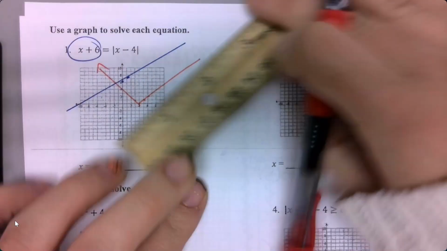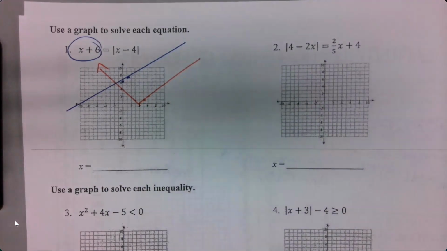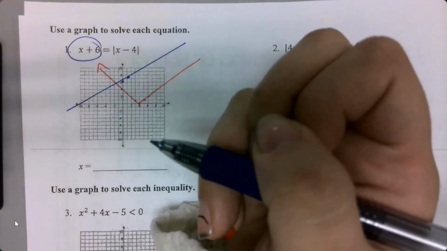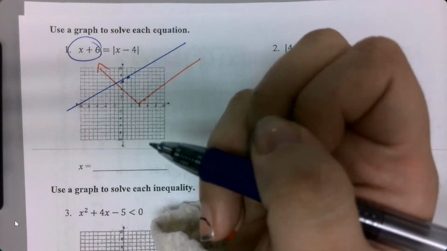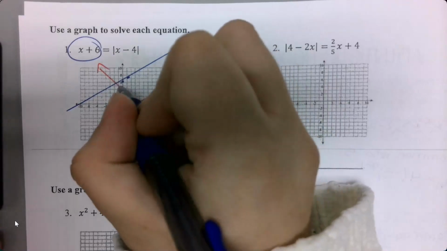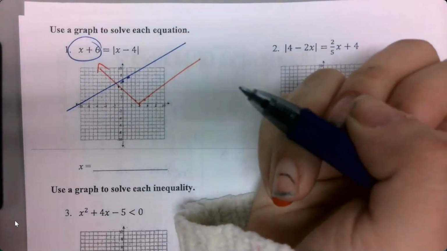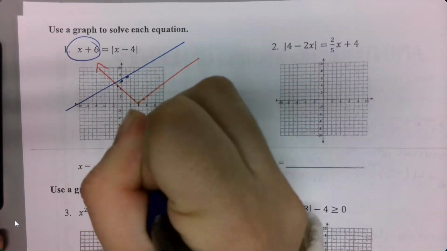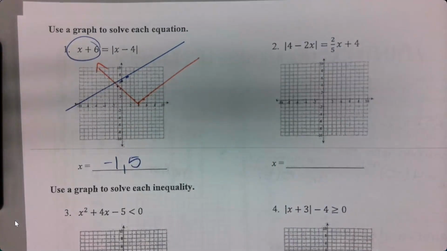Absolute values, remember, are V-shaped. So it's only going to cross once, which is right here. Which is a little bit off because of how I drew it. It should be negative 1. It's just my x value. I only put x values for this one. They cross at the x value of negative 1.